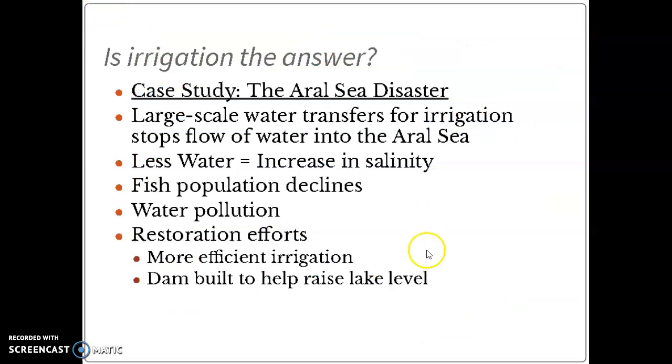Alright, so is irrigation the answer? We have a case study, the Aral Sea disaster. Large-scale water transfers for irrigation stops flow of water into the Aral Sea. That decrease in water flow increases the salinity. There's higher amounts of salts and other dissolved minerals in the water. That increase in salinity means that the fish population is going to decline because the water isn't at their optimal levels anymore. And then there's water pollution.